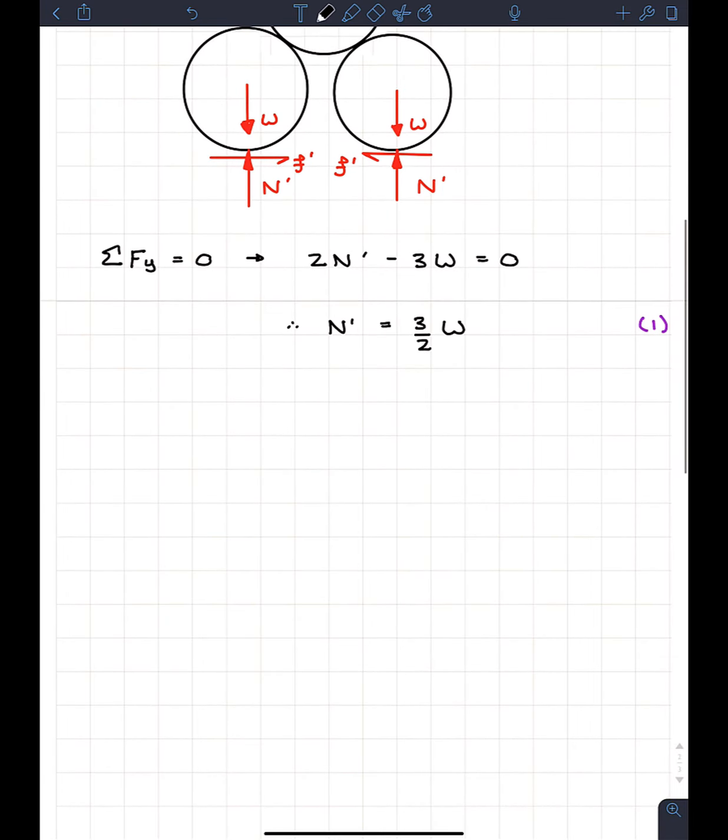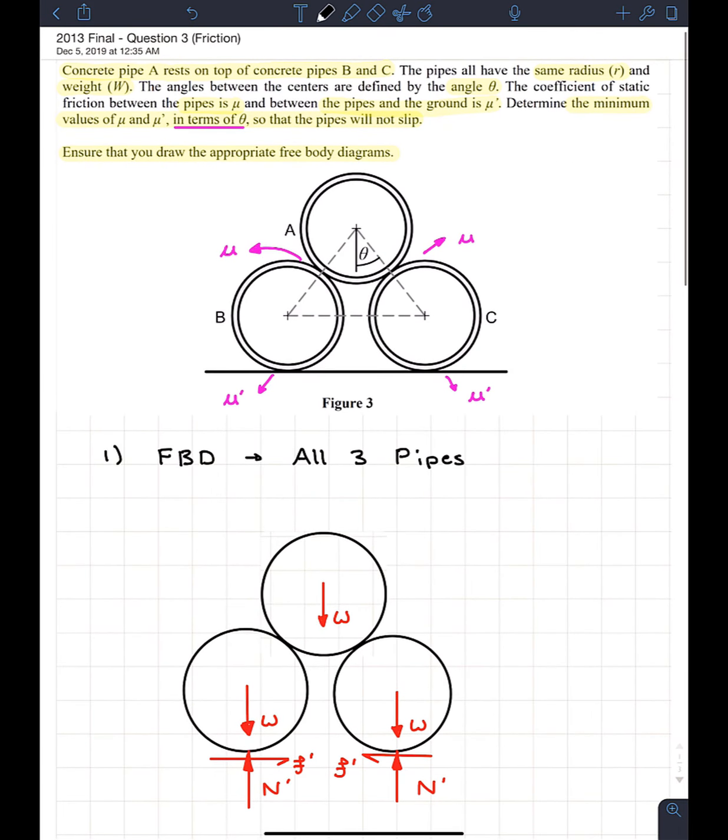So what we do, we move on to another free body diagram. For this one, what I'm going to do is a single pipe. So I got kind of two choices: I got pipe A, or I got pipes B and C. The reason I say B and C as a single choice is because they're in the exact same position, so the free body diagrams are going to be identical, just on opposite sides. So it leaves me between, let's say, pipe A or pipe B.